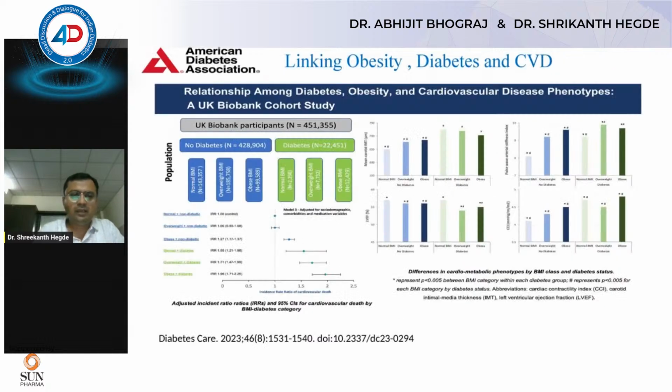This is one of the published studies, a UK Biobank cohort study, to know the relationship between diabetes, obesity, and cardiovascular disease. It clearly showed the additive effect of diabetes and obesity on cardiovascular disease outcomes.